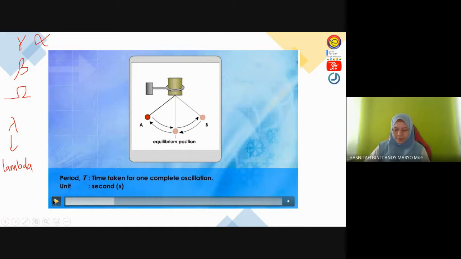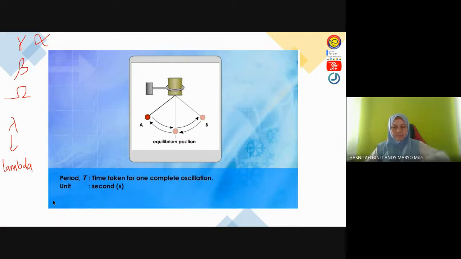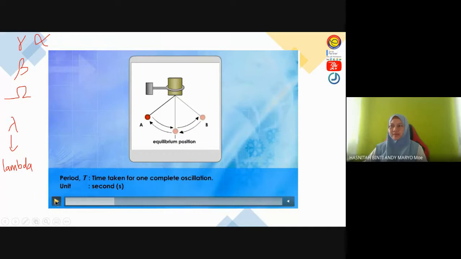So can you check on page 1 to 5, see the table there. You write what is period. Period is time taken for one complete oscillation. And the symbol for period is capital T, where the SI unit is second. The symbol is s. And then what else can we study from this simulation?